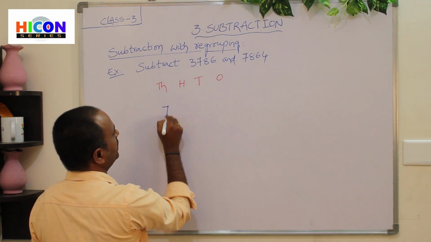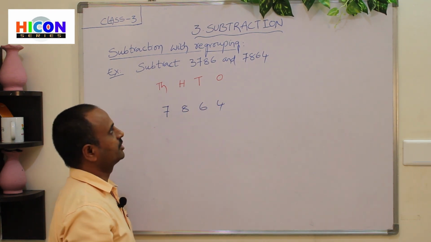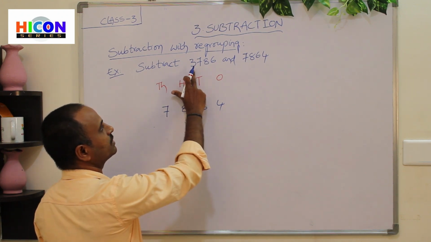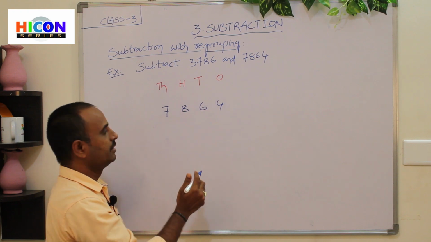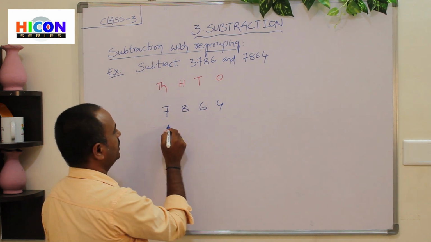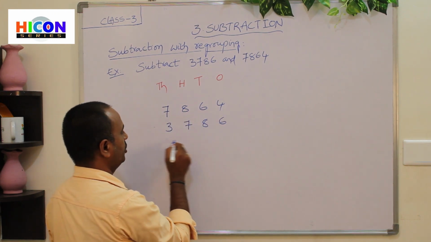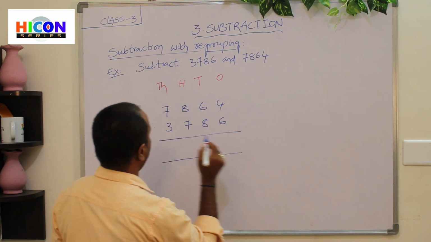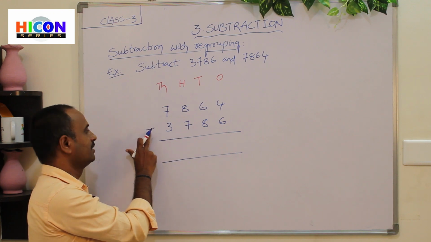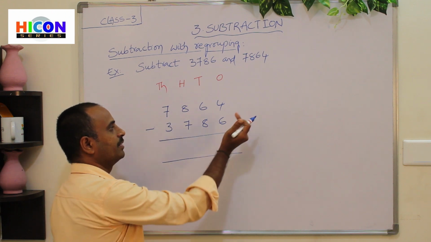That is 7864. Next, write the next number below this number. What is the next number? 3786. Write 3786 below the greatest number. Now subtract these two numbers. So write the minus symbol. What is this symbol? Minus. This represents subtraction.